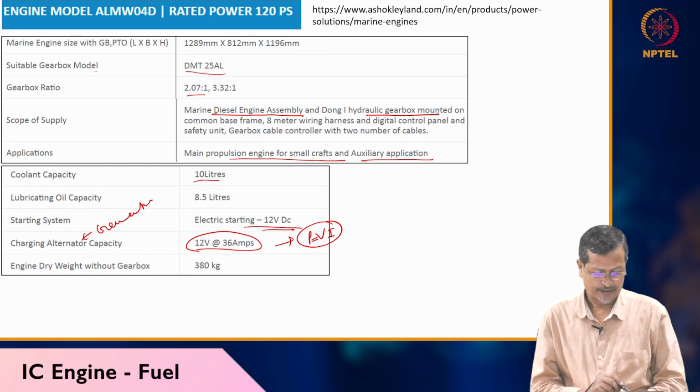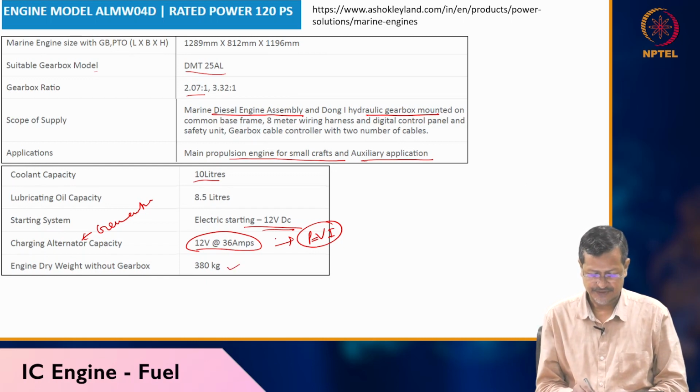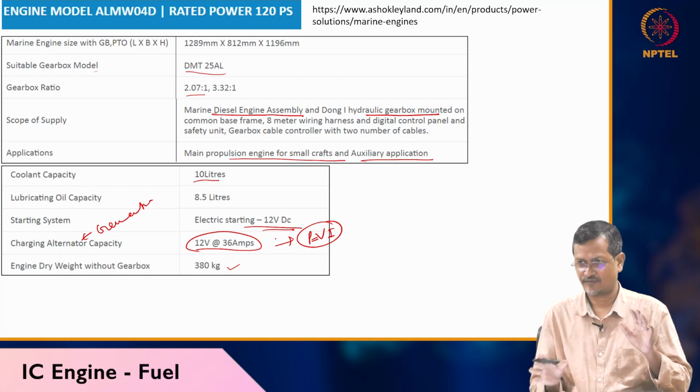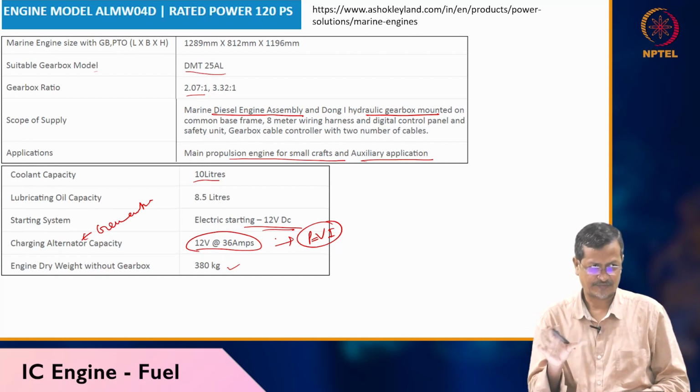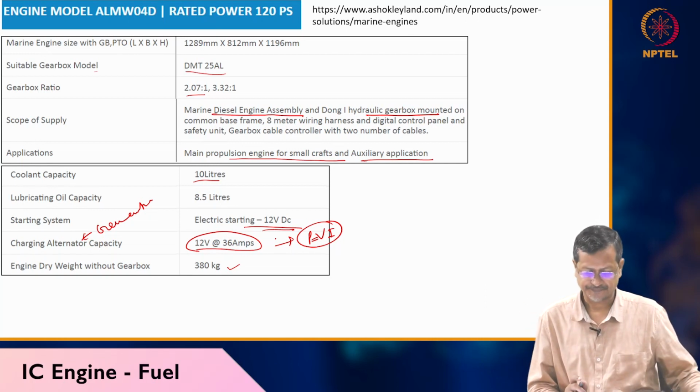Okay, engine dry weight without gas is 380 kg. Okay, so you got the idea of one engine, how big it can be and what the different parameters will be.